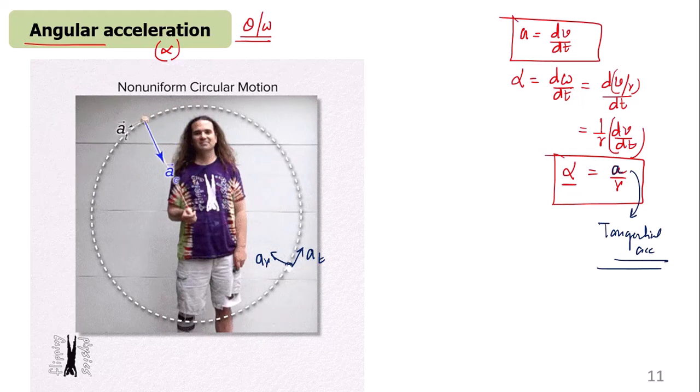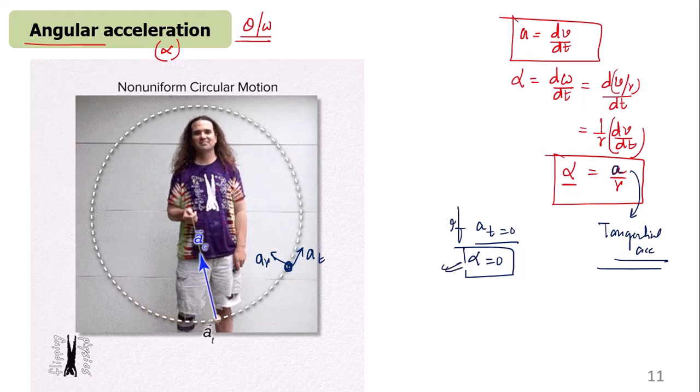Whenever the particle is rotating, there must be one acceleration; without it, the particle cannot change direction. That acceleration is always towards the center of the circle. AT is the tangential acceleration. If AT is there, only then alpha will come in. If AT is 0, alpha becomes 0. So whenever alpha is non-zero, that is, if angular acceleration is there, the particle has to perform a non-uniform circular motion.